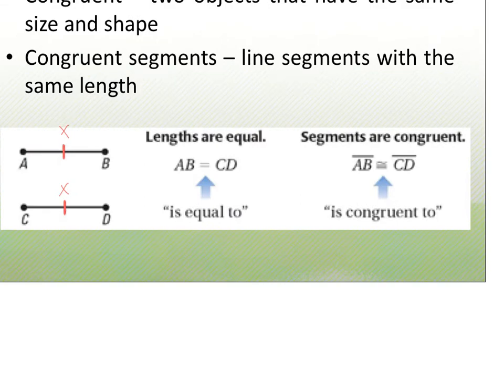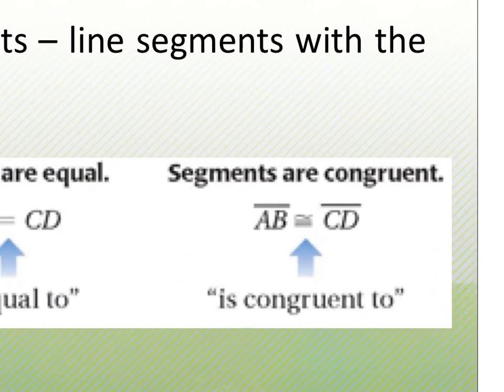The congruency symbol looks like this. It is totally terrible in your notes, so I'm going to clear it up here. This is what the congruent symbol looks like. When we see this, it means that two things are congruent. It's an equal sign with a squiggle on top. Congruency means same shape and same size. Same exact shape, same exact size.